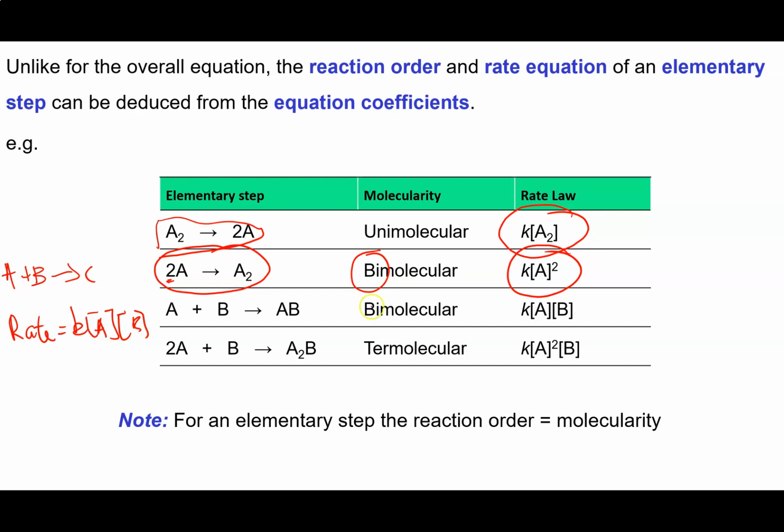You see that? So I illustrate that in this example here. A plus B gives AB. This is bimolecular. I've got one of these guys, one of these guys. So it is first order in both of them. Here's a termolecular step. Two A's with one B. So it's going to be second order in A and first order in B in the rate law. So we can only do this though for an elementary step. You can't deduce the rate law coefficients from an overall equation. You can only do it for an elementary step.